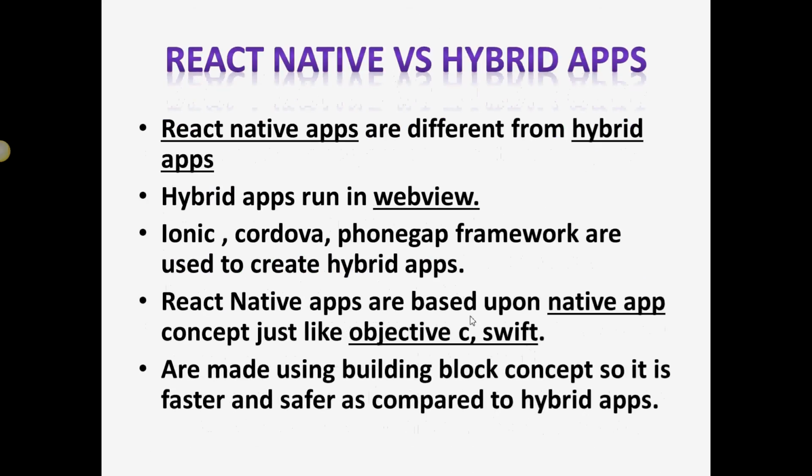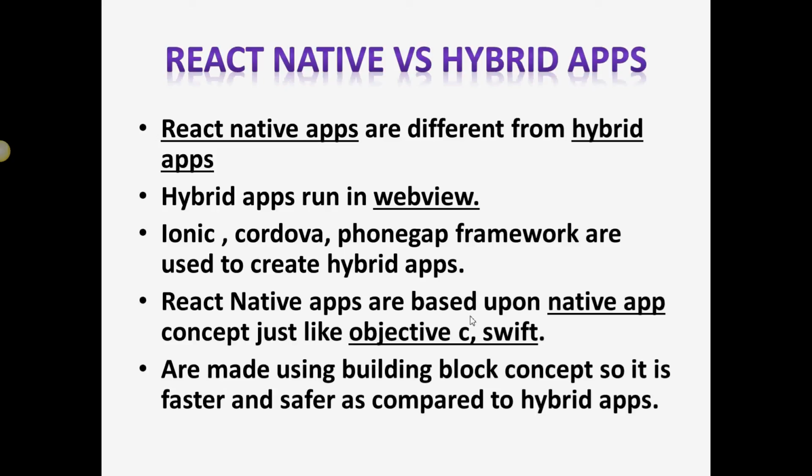Now, as I told you, we need to discuss the difference between React Native and hybrid apps. Hybrid apps like PhoneGap, Ionic, and Cordova are also used to create mobile apps. Their functionality is similar to React Native, but the main difference is that they are not native. They run in WebView; their main concept is browser based.